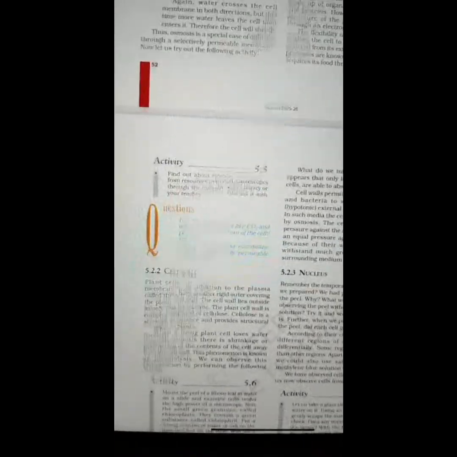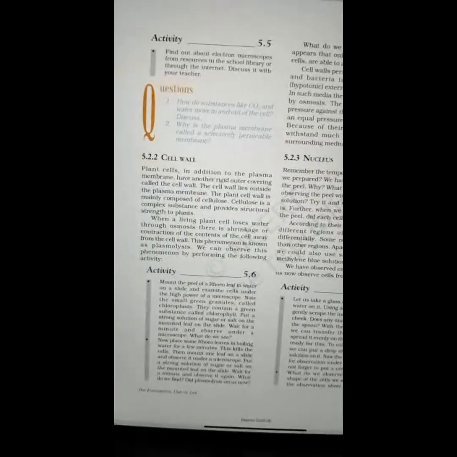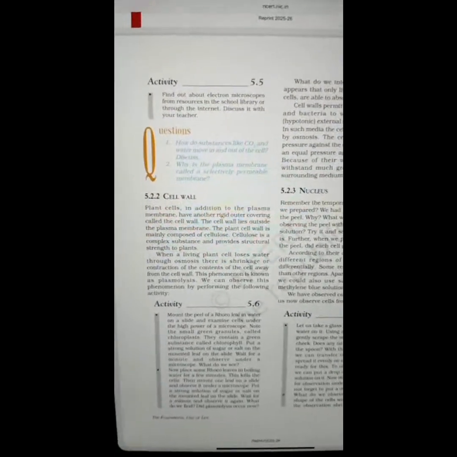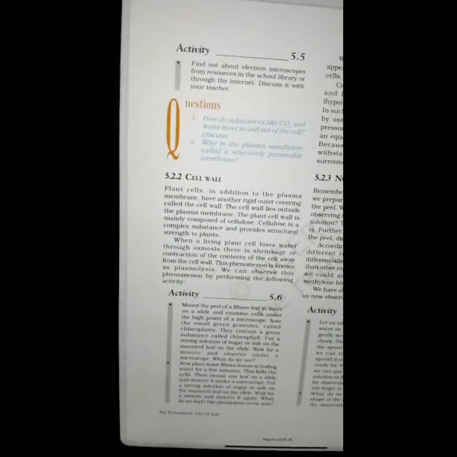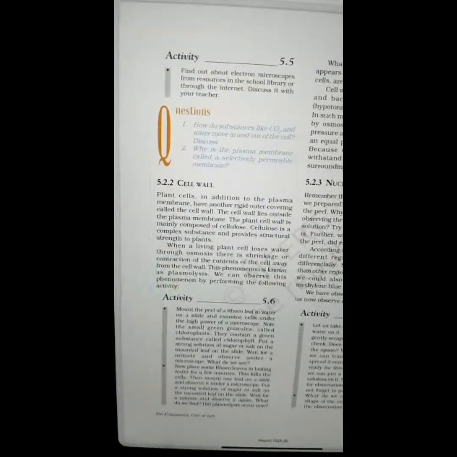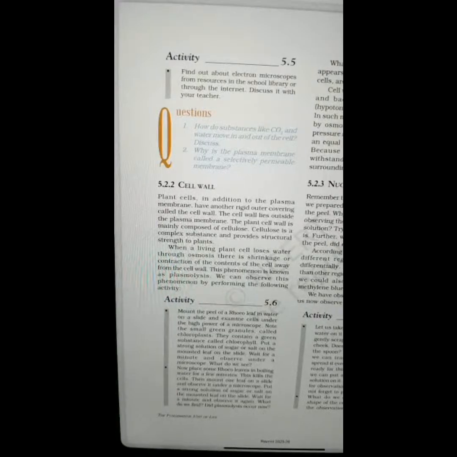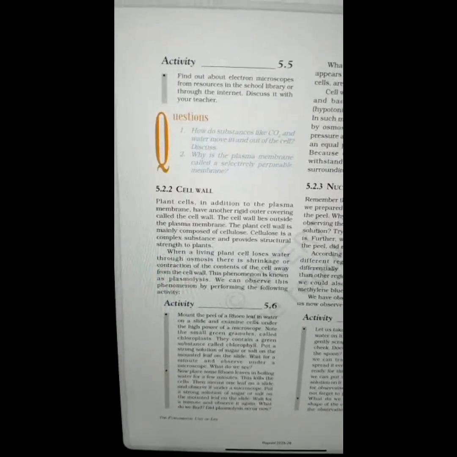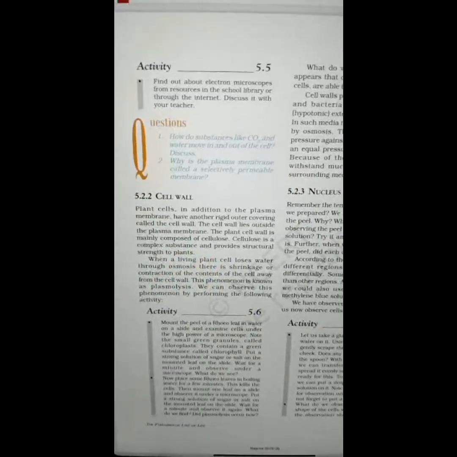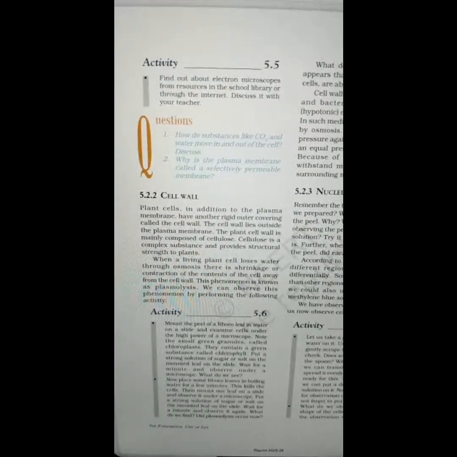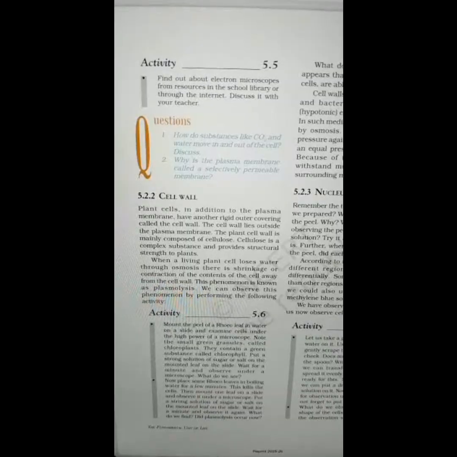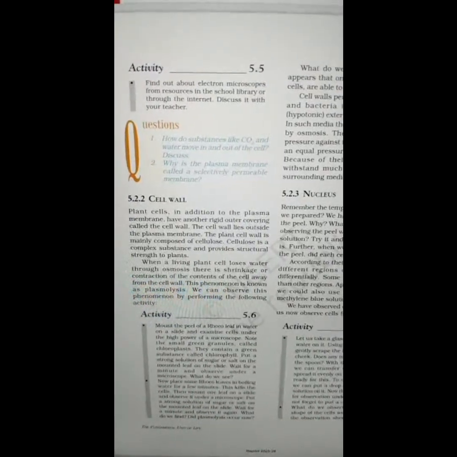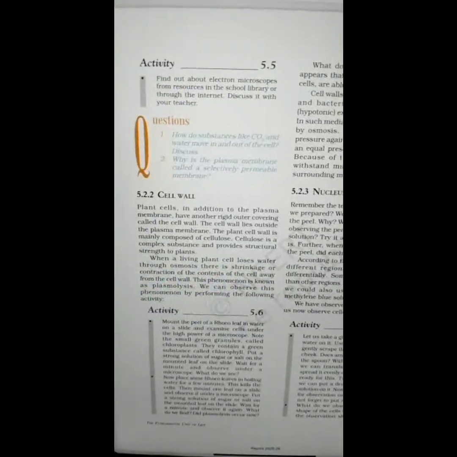Let's come on to the next page. That is page number 53 of your book. So this is activity 5.5. Find out about electron microscopes from resources in the school library or through the internet. Discuss it with your teacher. In-text question 1. How do substances like CO2 and water move in and out of the cell? Discuss. Question number 2. Why is the plasma membrane called a selectively permeable membrane?